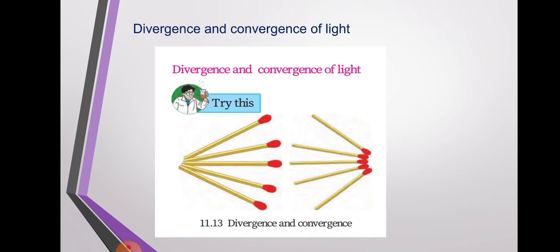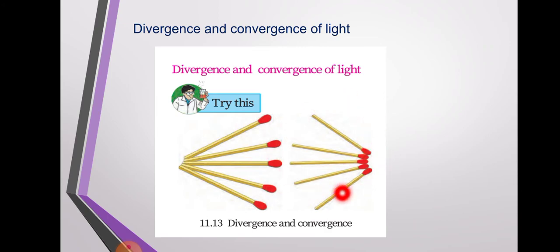Okay, now divergence and convergence of light. Here you can see matchsticks are there. In the first, you can see the heads are separated. Okay, and uncoated region जो है वो एक ही जगह पे focused हो रहा है. Yes, so here this is called divergence. Why divergence? Because heads are diverged. They are separated from each other. They are not showing one particular focusing path. They are separated here and there. So that is called divergence.